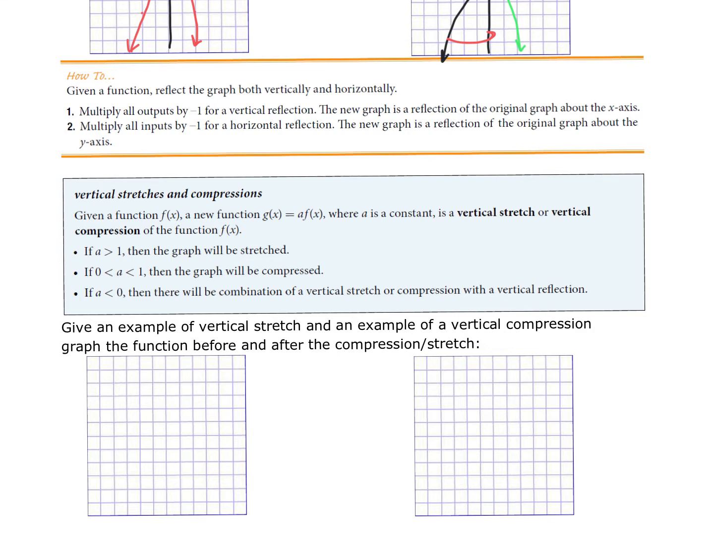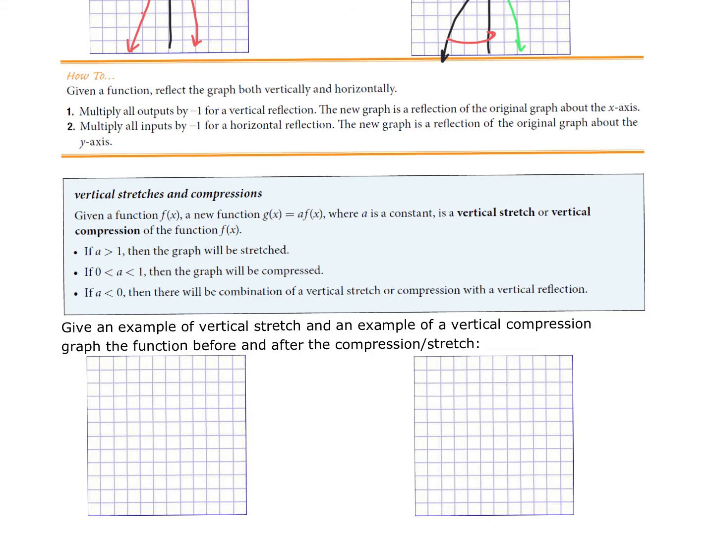So how do you do this? Well, if it's a reflection across the x-axis, you take all your y values, all your outputs, and multiply them by negative 1. If it's a reflection across the y-axis, you take all your x values and multiply them by negative 1, and then determine what the output is based on that new value.